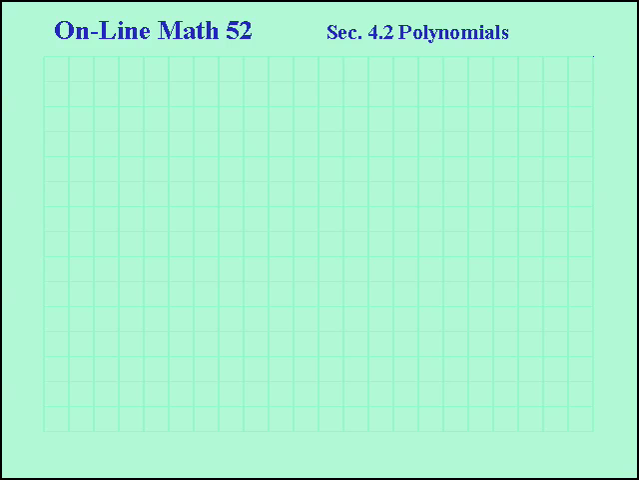Polynomials. The word polynomial, we could think of poly, meaning many, and nomial, a mathematical word, I guess, meaning term. So polynomials means many terms. The key is understanding what a single term is.